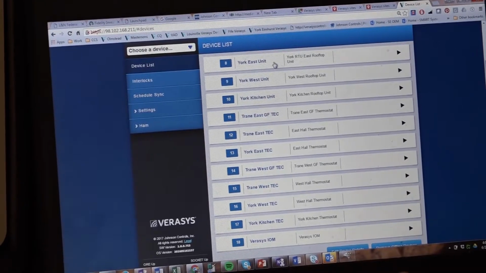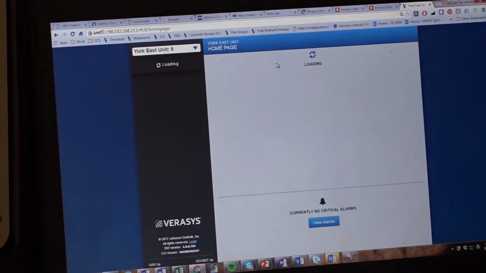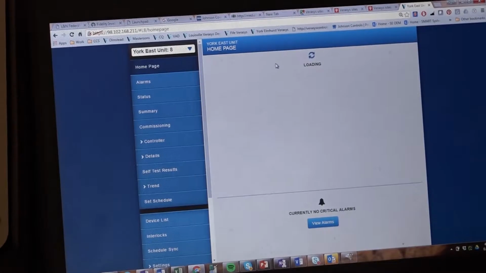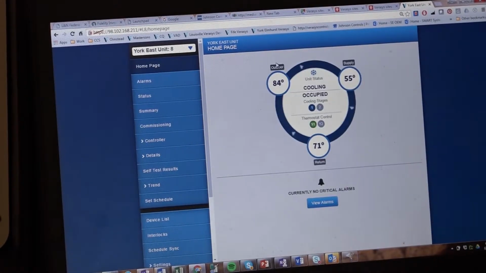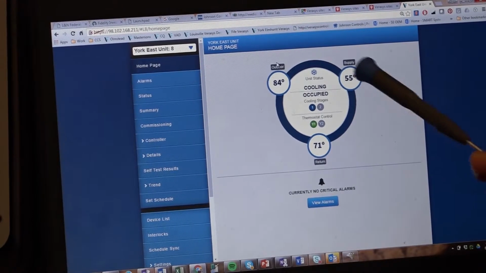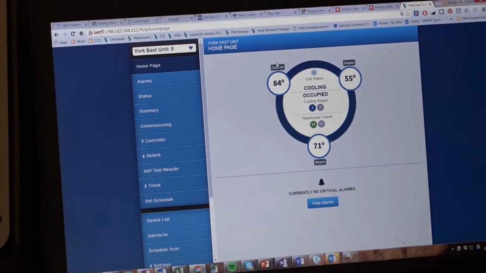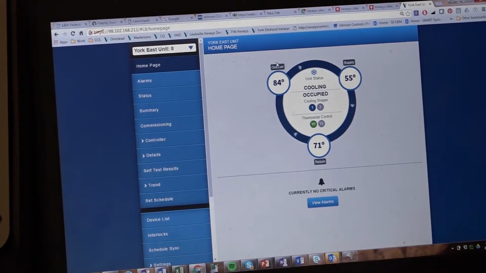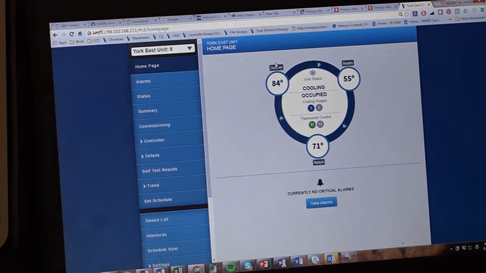I'm going to go into this York East unit. This York East unit right now is operating, and a circle will come up and tell us it is cooling, it's occupied, it has one cooling stage. We've got an outside air temperature around 84, we're supplying 55, and we've got a return of 71 degrees. So this particular rooftop is definitely running FDD at this point.